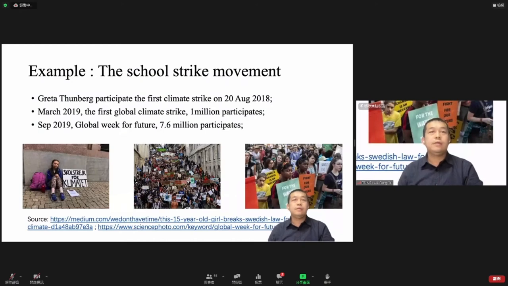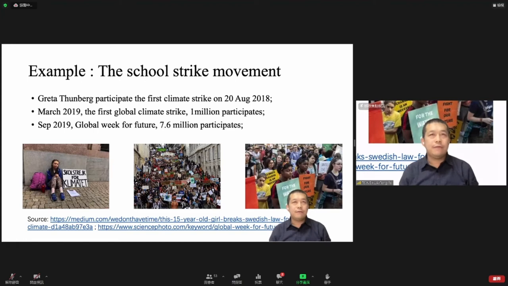So when we try to understand who the actors are, we give you the example of the school strike movement, this little Swedish girl, Greta Thunberg, who started the first climate strike on October 20th of 2018. At that time, she sat alone on a Friday in front of the Congress building of her country.